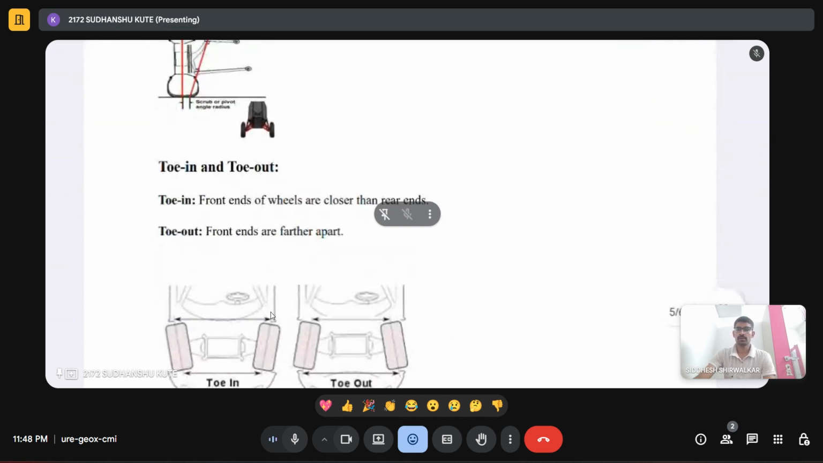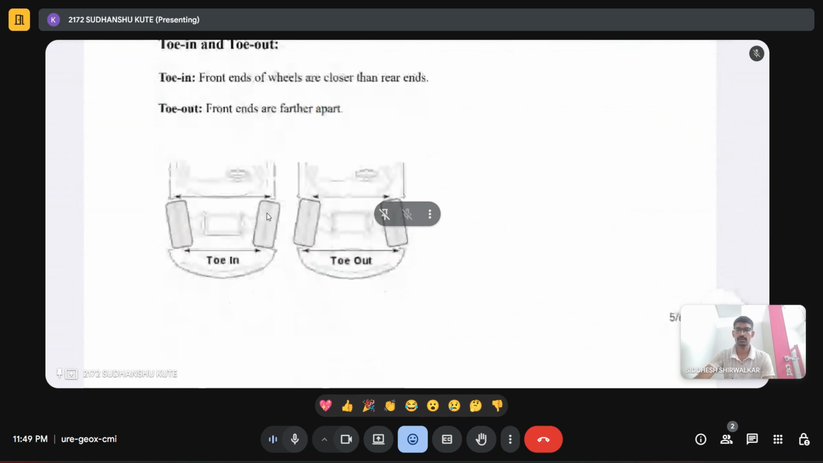Toe-in toe-out. Toe-in is when the front ends of the wheels are closer than the rear ends, and toe-out is when the front ends are farther apart. As you can see, this is toe-in and this is toe-out.